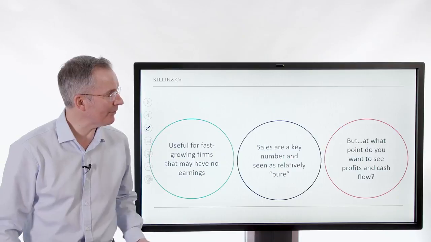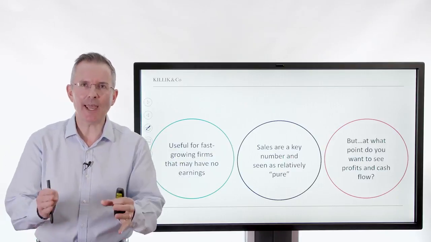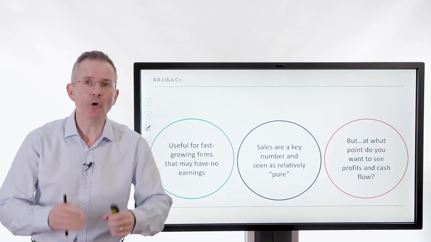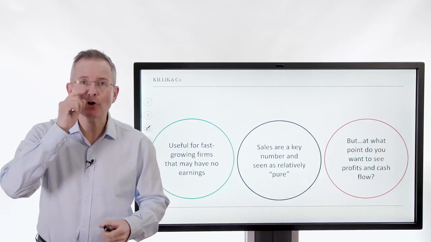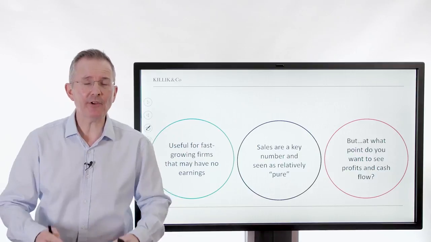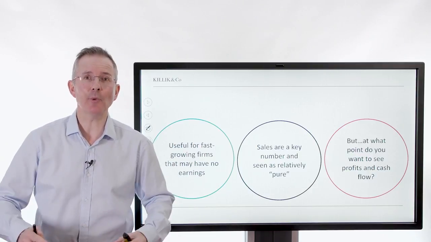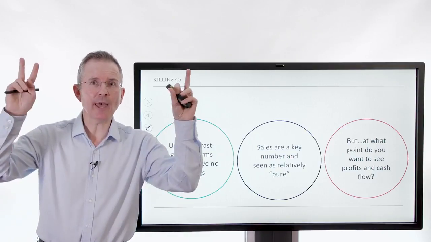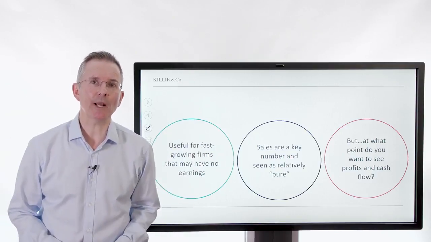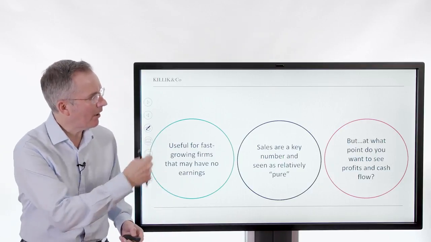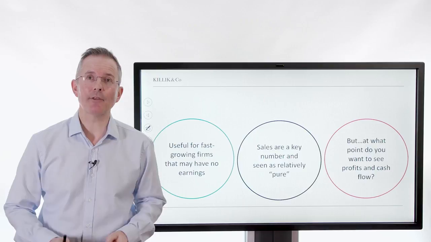So PSR has its fans, but it's dangerous in isolation because at what point do you want to see earnings? Do you want to see cash flow? As Sir Alan Sugar once put it on The Apprentice, you can take a £10 note and sell it for £9 every day of the week. You'll have tremendous sales, but you'll go bust very quickly. That's not a business. So at some point, the PSR needs to make way, I would suggest, for other ratios.